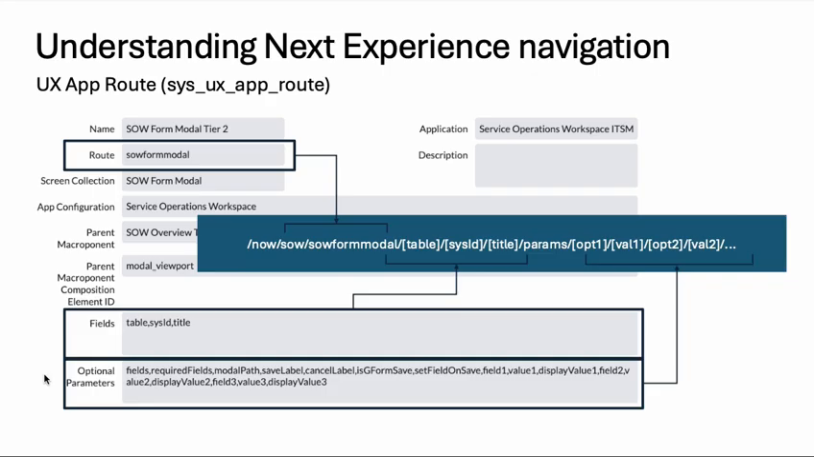When you look at the app route, it has some key fields. The route defines what appears in the URL right after the path. SOW form modal in this case is the route. Then you have mandatory parameters in the fields and optional parameters that follow in the URL after the keyword params. Those are in key value pairs, and they can be in any order.